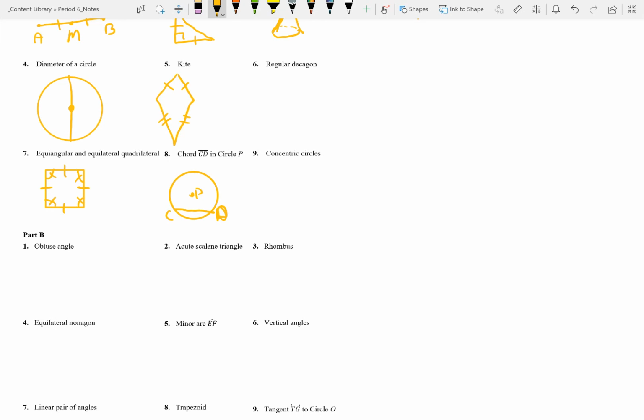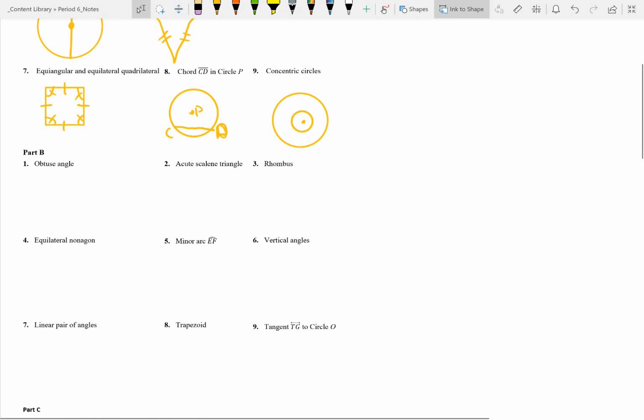Okay. Concentric circles are two circles that have the same center, which I wonder if I can do a better job here. Close. But anyway, they should have the same center. And an obtuse angle is just an angle more than 90. Like that. An acute scalene triangle. So acute means all the angles are less than 90. That kind of looks like 90. Let's see if I can do a better job. There we go. Good.